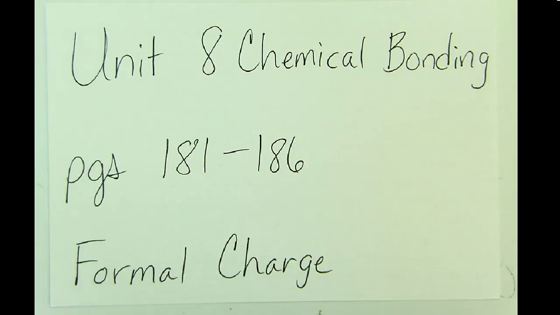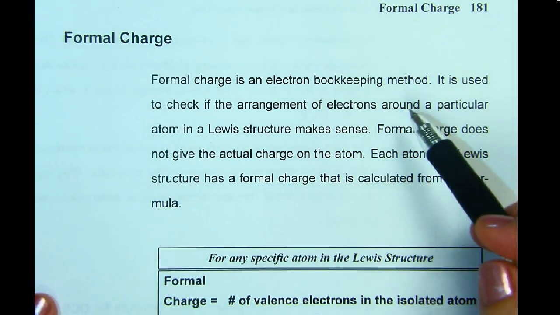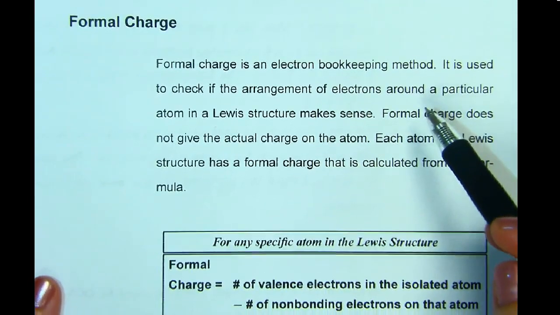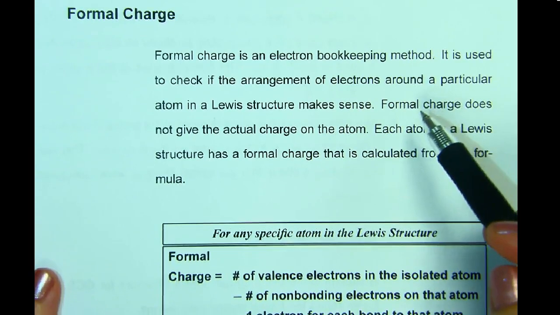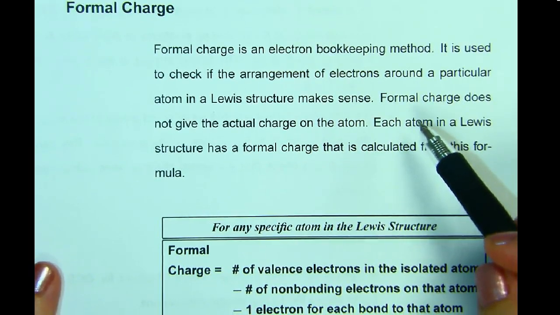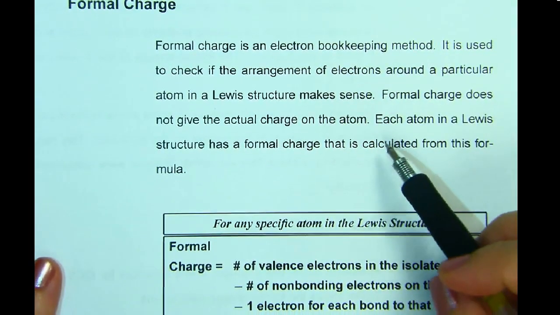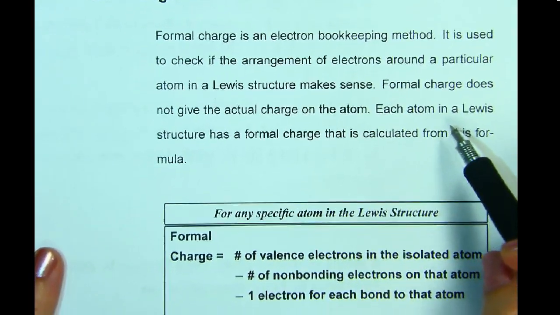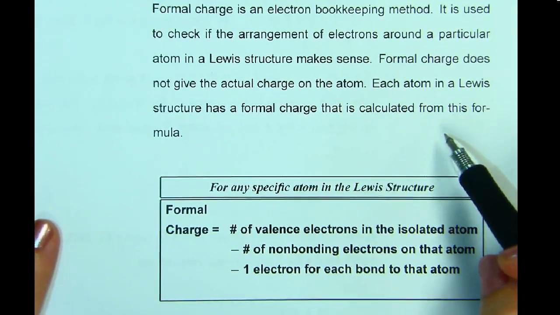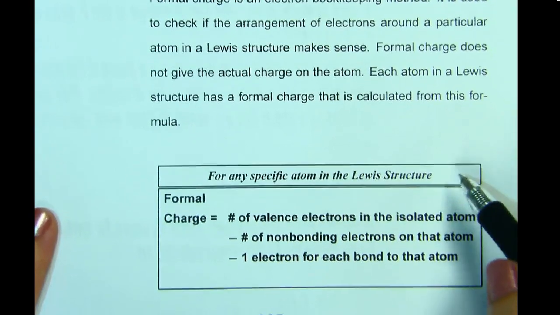Unit 8, Chemical Bonding, pages 181 to 186, focusing on formal charge. Formal charge is an electron bookkeeping method. It's used to check if the arrangement of electrons around a particular atom in a Lewis structure makes sense. Formal charge does not give the actual charge on the atom. Each atom in a Lewis structure has a formal charge that is calculated from this formula.